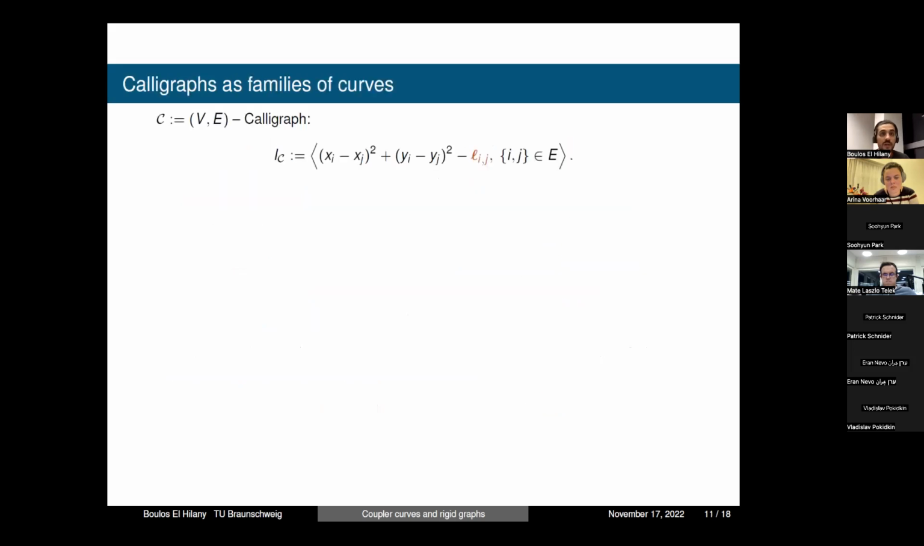So, okay, how is this description useful for us? If we have a calligraph VE, as we recall, each edge corresponds to an equation, which is given by the distance function. And so I can define an ideal, a bunch of equations like this.